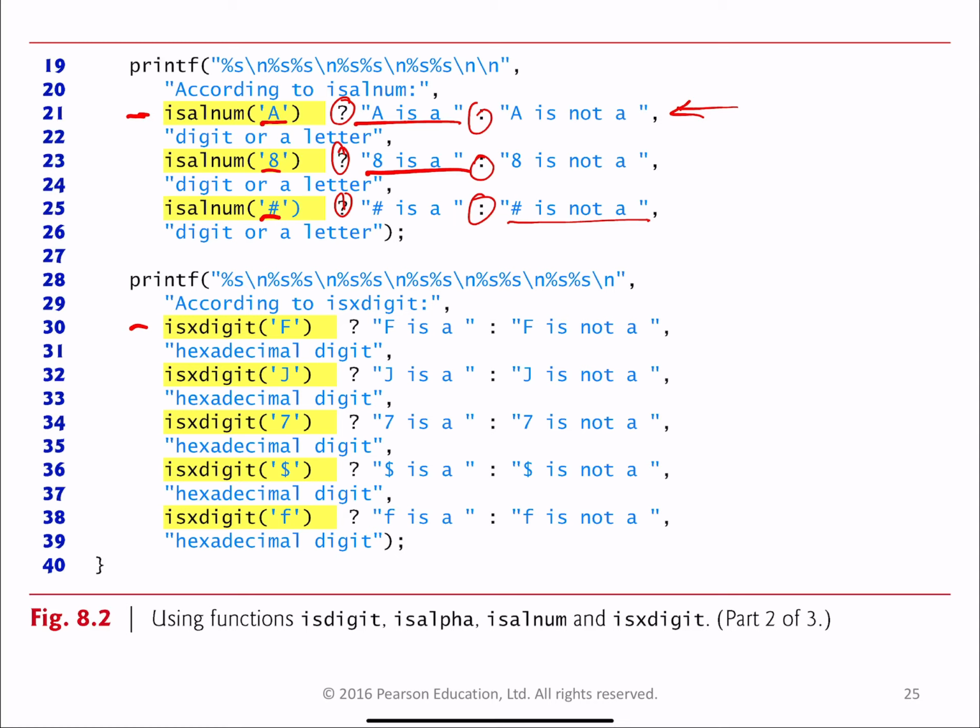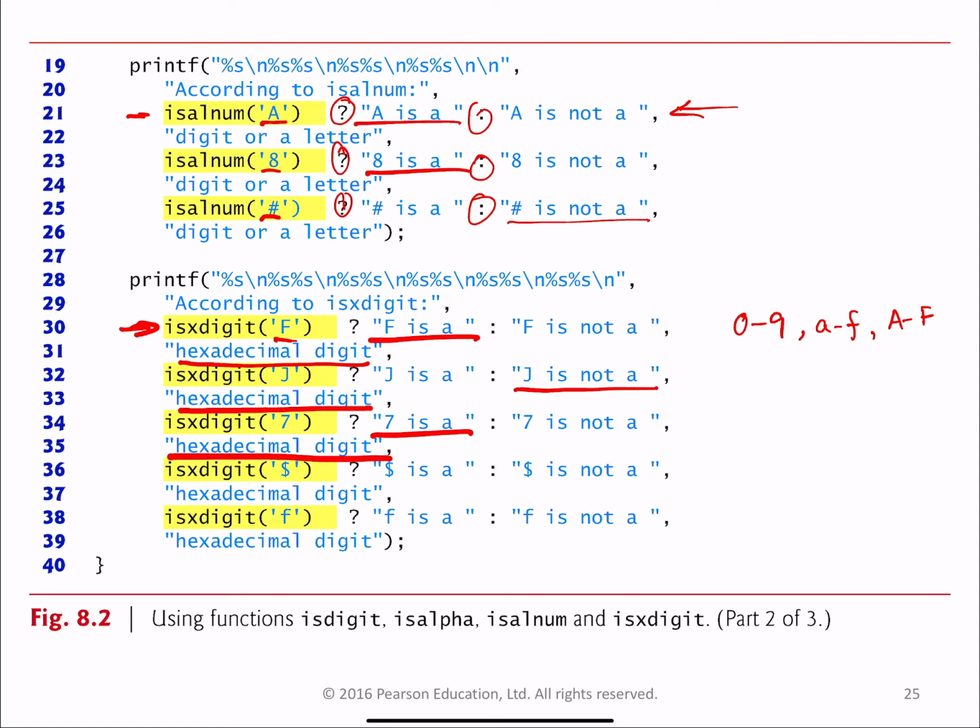And finally, in this piece of code, we try out the isHexDigit function. So isHexDigit returns a 1 as long as the argument is a digit between 0 and 9, or small a to small f, or capital A to capital F. Any digit we can use for a hexadecimal number, a base 16 number. Okay, so for F, that'll be true. So we'll see this printed out, followed by this string. J is not a hexadecimal digit, so we'll see J is not a hexadecimal digit printed out. 7, yes, true. 7 is a hexadecimal digit. The dollar sign is not a hexadecimal digit. Lowercase f, yes, that's included. So f is a hexadecimal digit. We'll see that printed out.